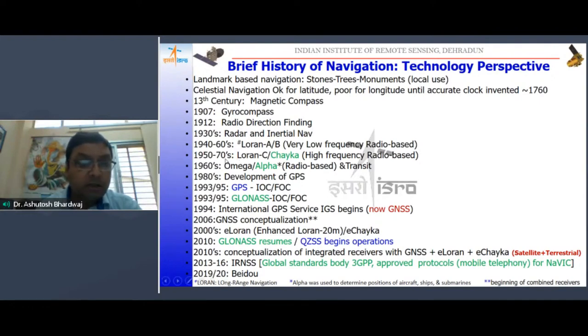Thereafter, the Omega and Alpha systems were developed, where the Omega system was providing a global navigation system based on a terrestrial tower-based network. The US, with the help of friendly countries, developed Omega, and at the same time a similar system, Alpha, was developed by the Russians for global navigation requirements.